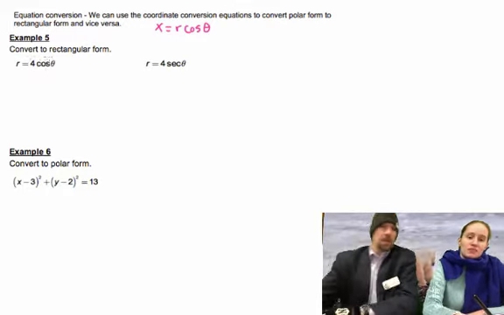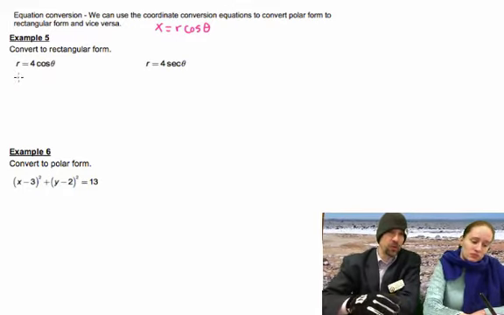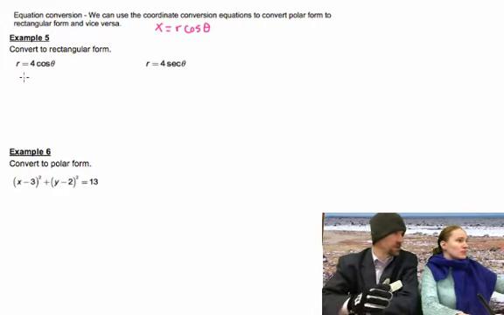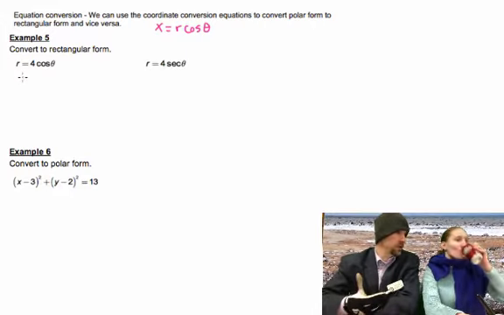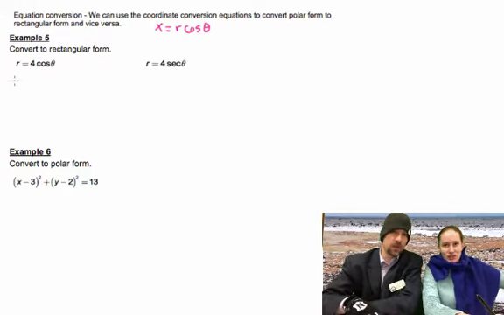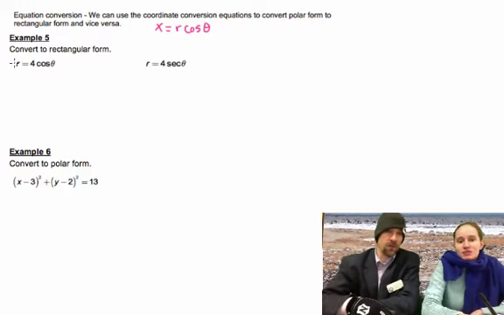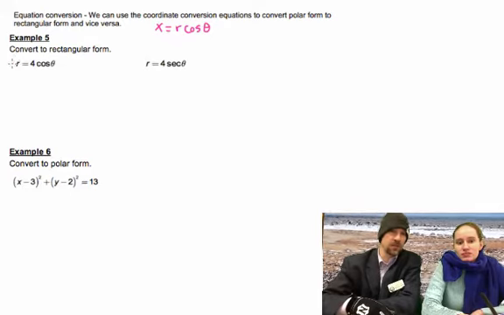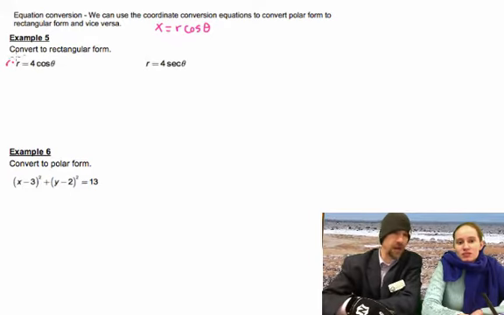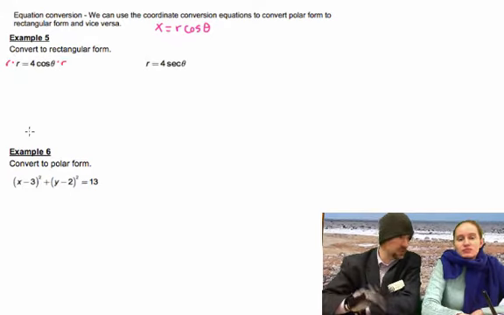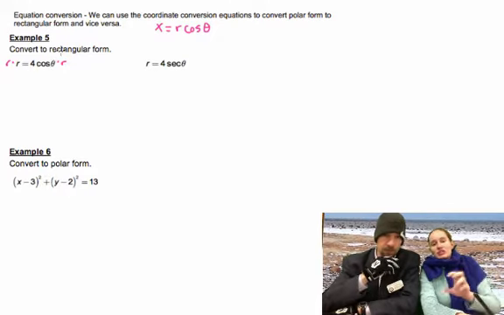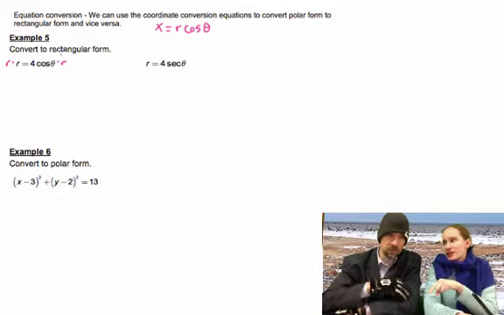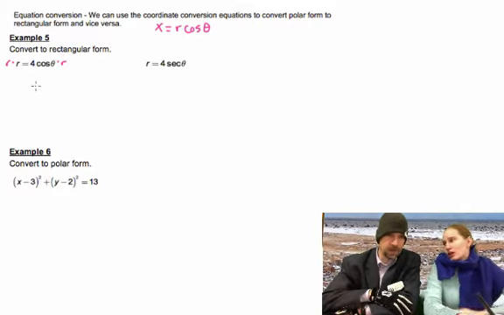Okay. Back in the old days when you took Algebra 1, you learned that whatever you did to one side, you had to do to the other. I remember that. And as long as you did that, everything was totally legal. Here's how I'm going to get that r in front of the cosine. I'm going to multiply both sides by r. I know it's really weird, but this is standard operating procedure. Okay. Back up just a sec. Our goal is to get rid of the r and the theta and get x and y.